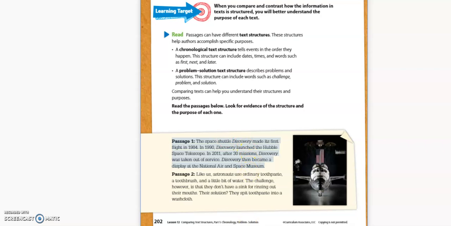This is an example that they're giving us. What are you noticing in here that can help us determine if this is a chronological text structure or a problem and solution text structure? I want you to take some time, a few seconds, and look at what you see inside of this paragraph that can tell you if this is a chronological or a problem and solution text structure.